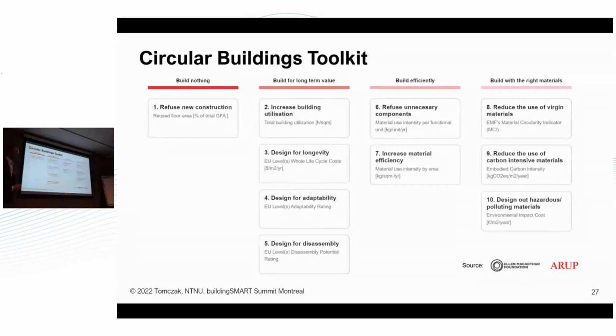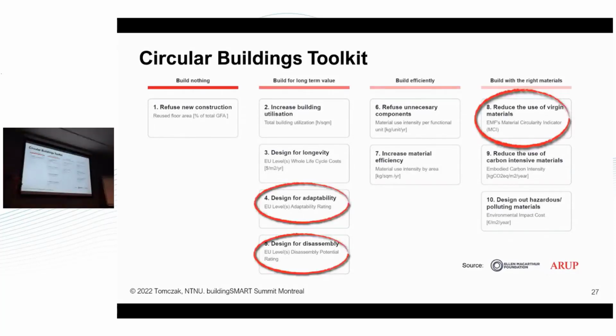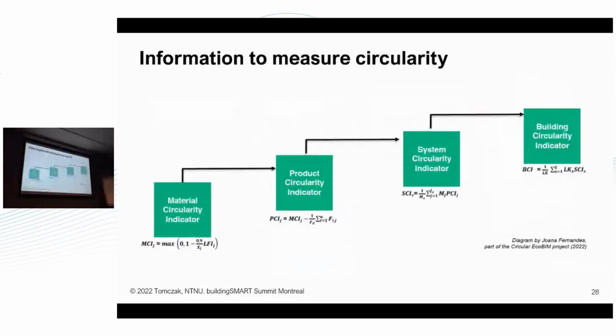I see we have some representative from Artur here as well, which is a circular buildings toolkit. It's basically a site where you can see different methods for how you can make your building more circular. And here are some of those. And in my project, or in projects, we focus mostly on designing for adaptability, disassembly, and reducing the use of virgin materials by reuse.